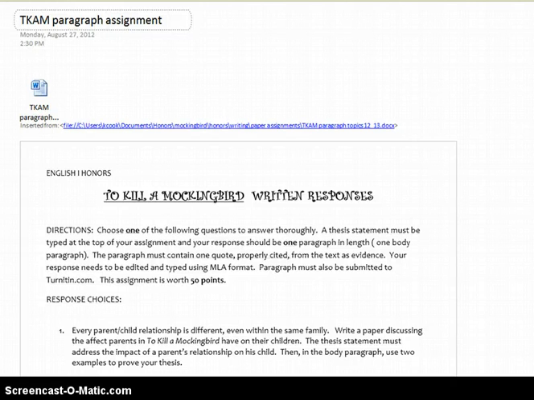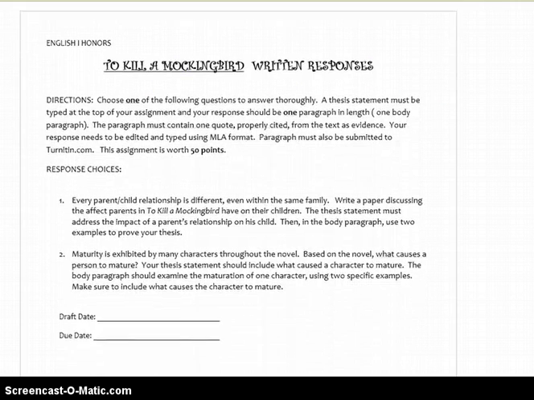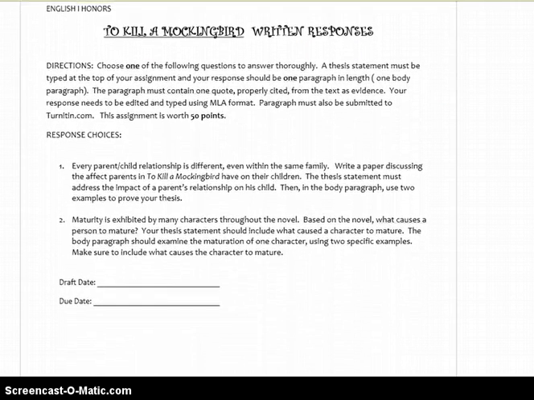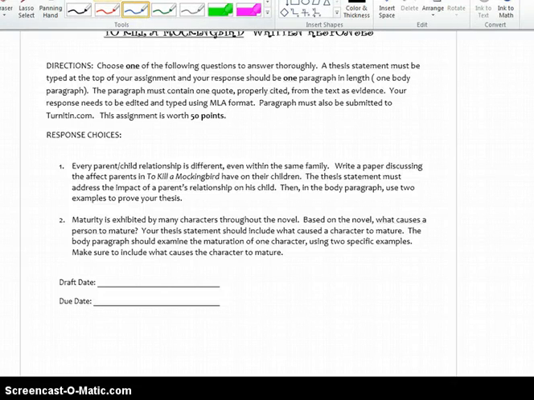Today I'm going to go through the To Kill a Mockingbird written responses that you will be writing over the course of the next week or so. I want to go through this step by step. This way you can access this information anytime when you're at home working on your paper. So the directions. First, you need to choose one of the following questions to answer thoroughly.